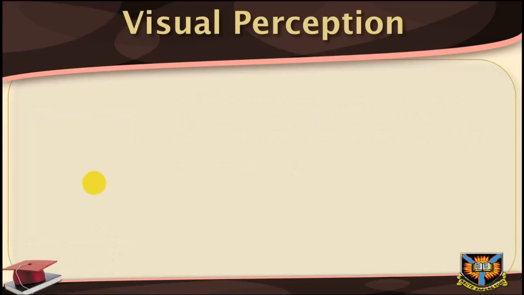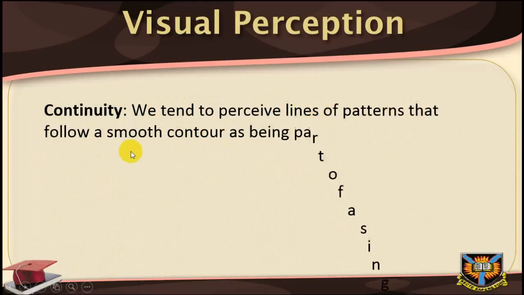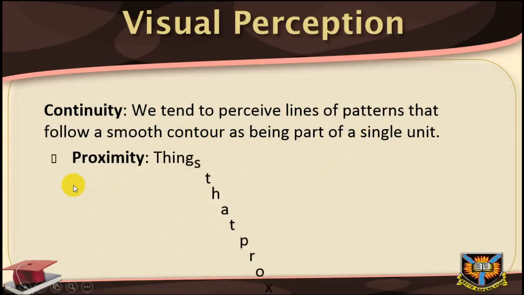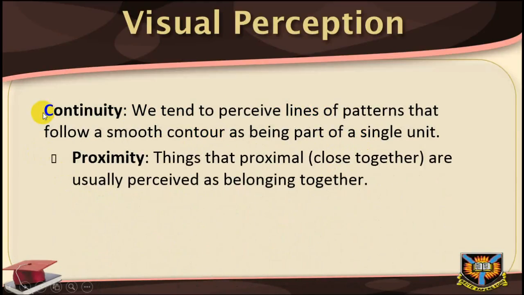Continuity. We tend to perceive lines of patterns that follow a smooth contour as being part of a single unit. We do not naturally organize sensations in this way. However, we tend to perceive continuity in lines and patterns.